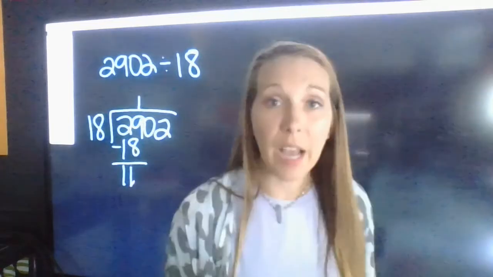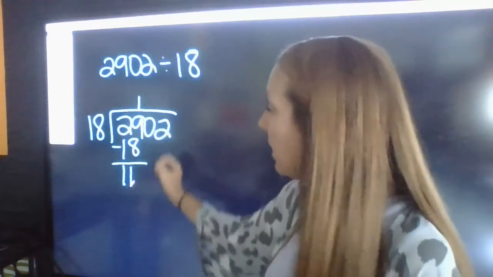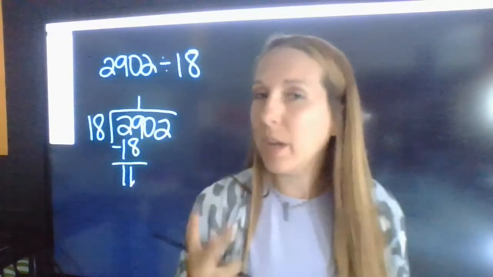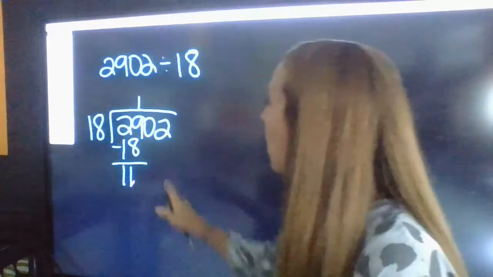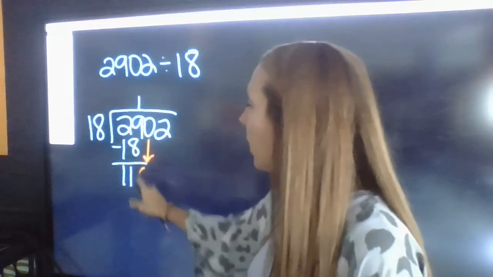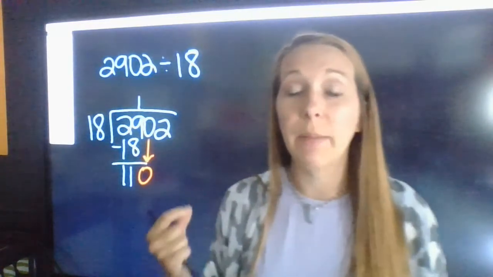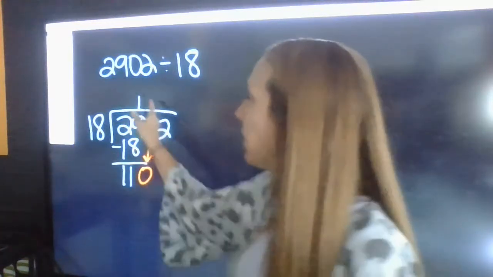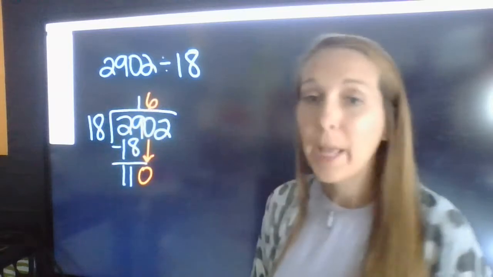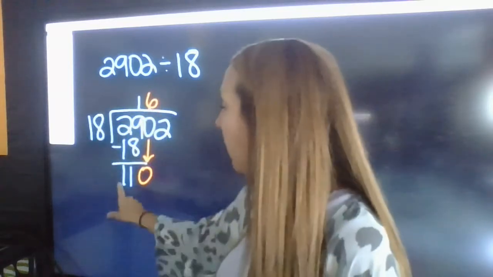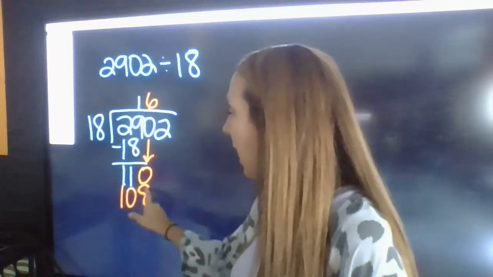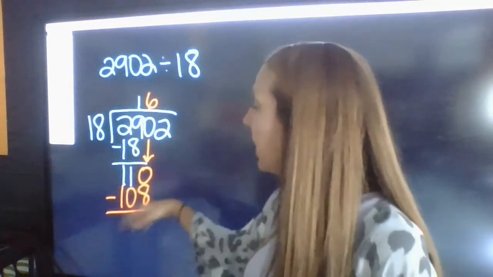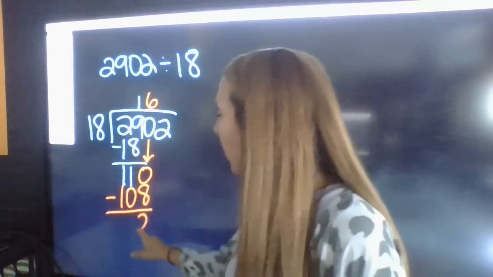Now, if you forgot how to do that, you would say 9 minus 8 is 1, 2 minus 1 is 1, you get 11. But if you notice, we still have 2 more digits, so we're going to bring down one of those. We're going to bring down this 0, and instead of that being 11, it's going to be 110. So 18 will go into 110 6 times. Now we have 6 times 18, which is 108, and then we subtract again. 110 minus 108, you get a 2.